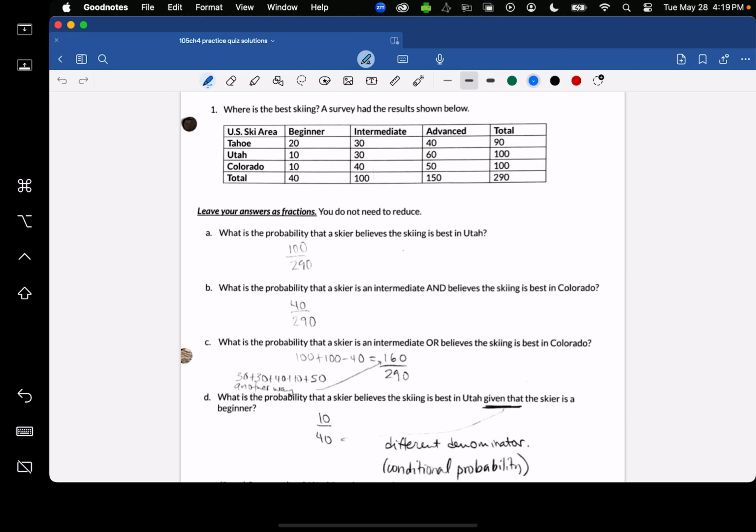I wanted to go over the Quiz 4 practice quiz solutions for some of you who may not have gotten mastery on Quiz 4. So I thought this would be a good way to review with you how to use a contingency table for probability questions. I provided this contingency table about skiing, and any given person could be beginner, intermediate, or advanced, or they could have their favorite skiing in Tahoe, Utah, or Colorado.